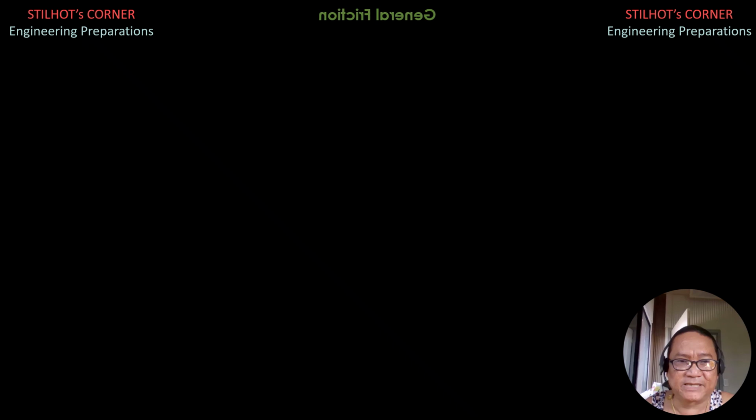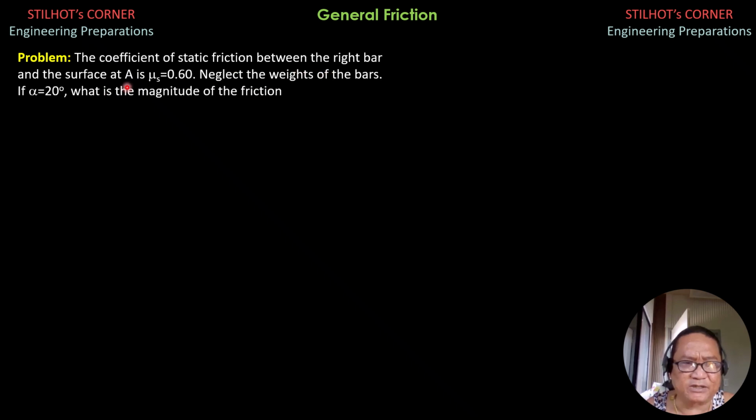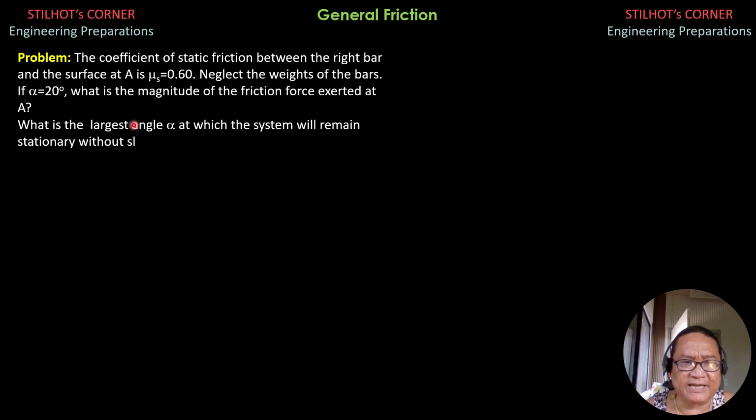So for this second problem, the coefficient of static friction between the right bar and the surface at A is mu sub s equals 0.6. Neglect the weights of the bars. If alpha is equal to 20 degrees, what is the magnitude of the friction force exerted at A? Then what is the largest angle alpha at which the system will remain stationary without slipping?